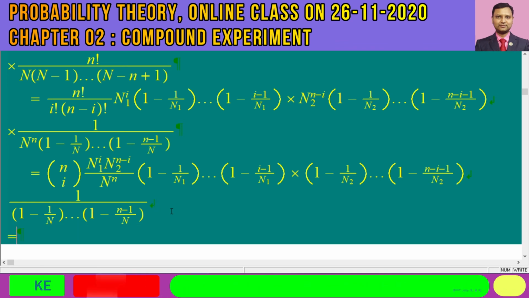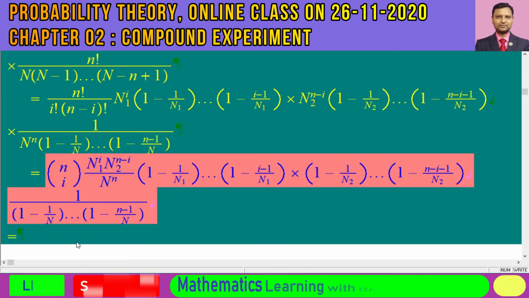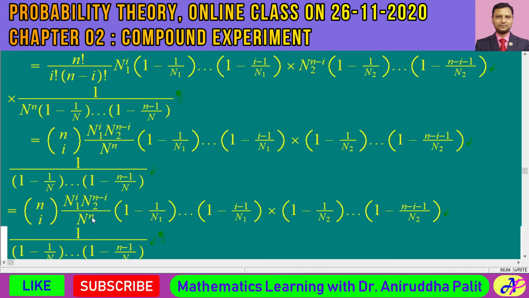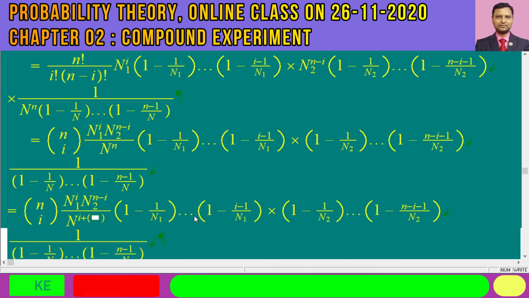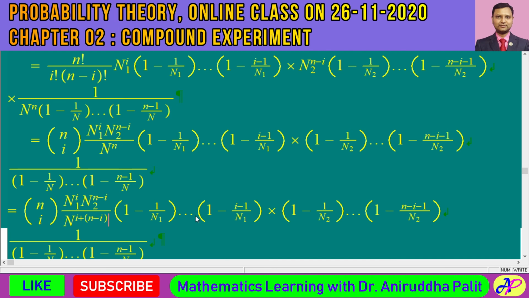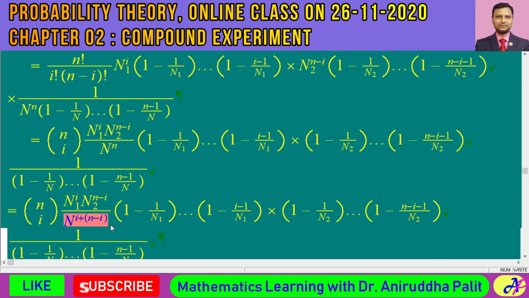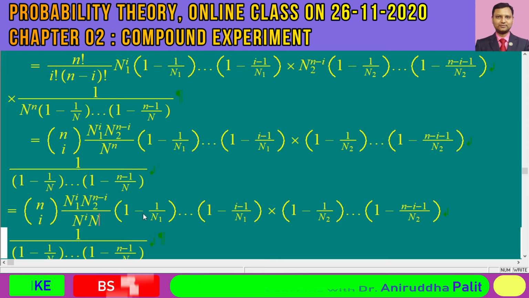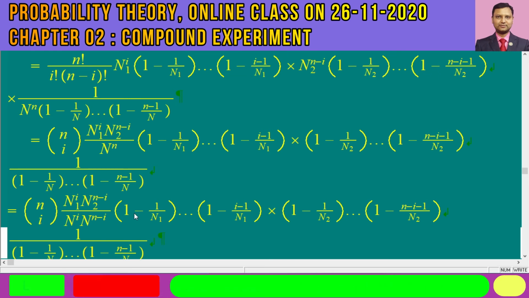over here, and this expression, I'm copying the entire expression here. And this expression, this n to the power of small n, that can be written as n to the power of I plus n minus I. Okay. Therefore, n to the power of I plus n minus I can now be written in this way: n to the power of I into n to the power of n minus I.